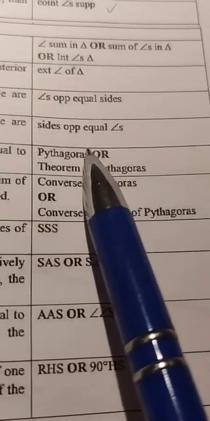Therefore, AB is equal to BC, sides opposite equal angles. Okay, so this is for everyone.